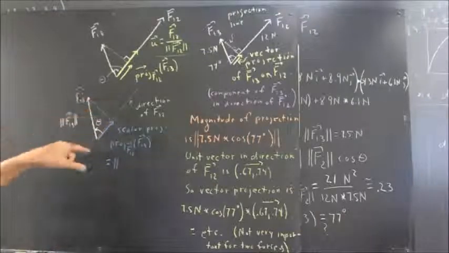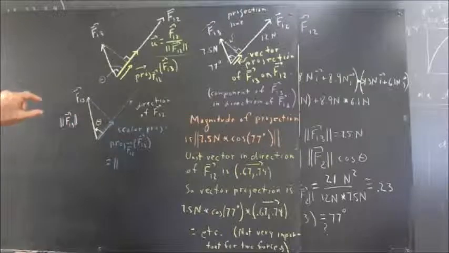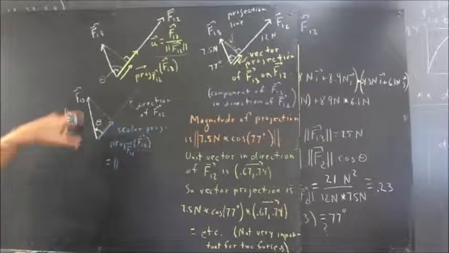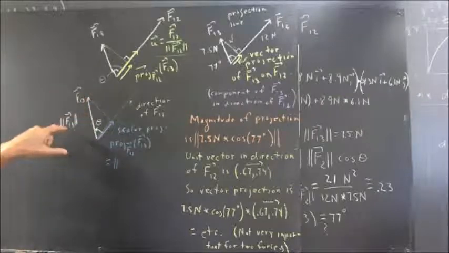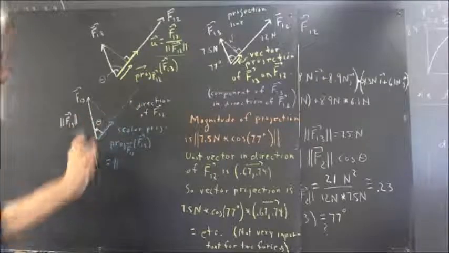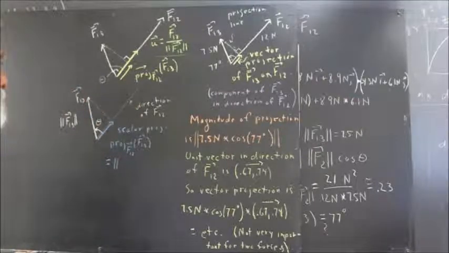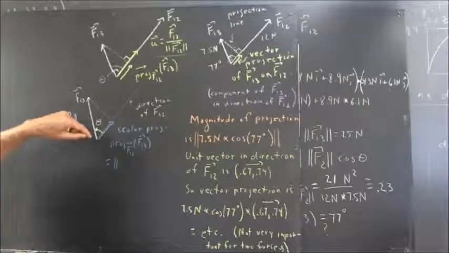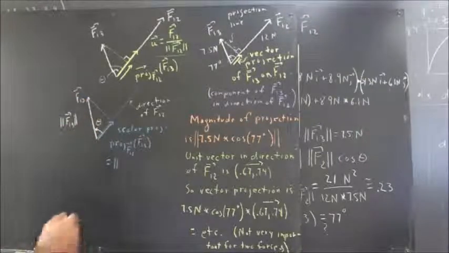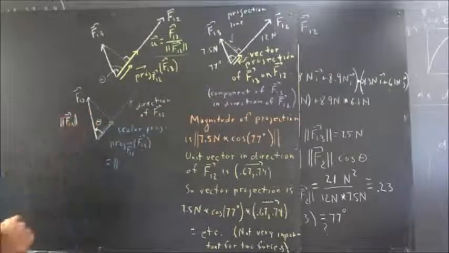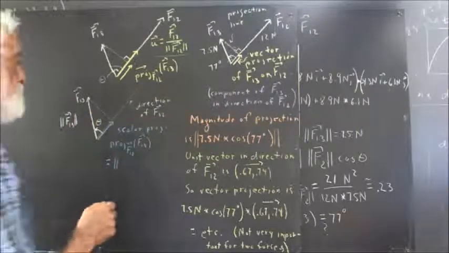You have this triangle and right angle here, which I haven't indicated, but that's understood. And the hypotenuse of this triangle is the magnitude of F13. Now, theta is the angle between this direction and the F13 vector. And the scalar projection is just the displacement from here to here. So the scalar projection is kind of almost like a displacement vector.